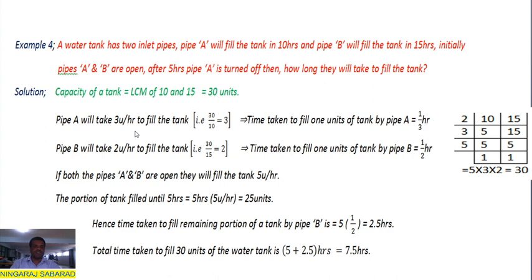So similarly, pipe B will take 2 units per hour to fill the tank. This value I calculated the same way: 30 units divided by the time taken to fill the tank by pipe B. So you will get 2. So that is the rate of filling of the water tank by pipe B.